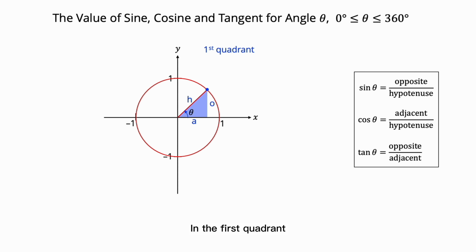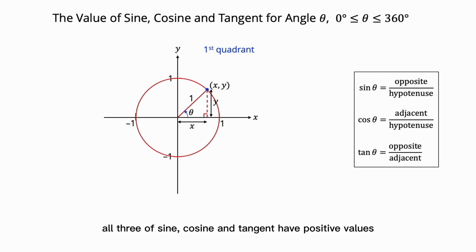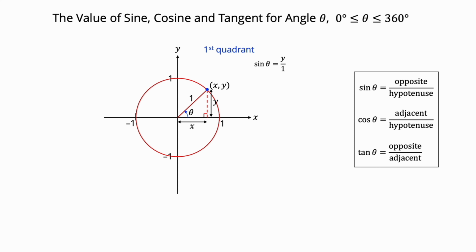In the first quadrant, where x and y coordinates are all positive, and theta is the acute angle between radius and positive x-axis. Right triangle formed in the first quadrant with positive x values measured horizontally, positive y values on vertical lines, and a radius of 1. Since x and y coordinates are all positive, all 3 of sine, cosine, and tangent have positive values. Sine theta equals to y over 1, cos theta equals to x over 1, and tangent theta equals to y over x.